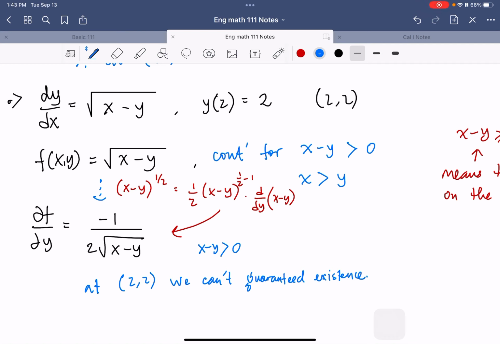So first, find the interval, check the domain, and after that, check the initial value. If the initial value is inconsistent with the interval, then we can simply say that it's not guaranteed to exist. Okay, that is the existence and uniqueness.